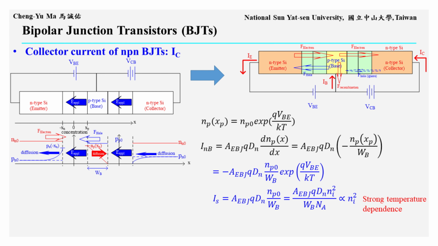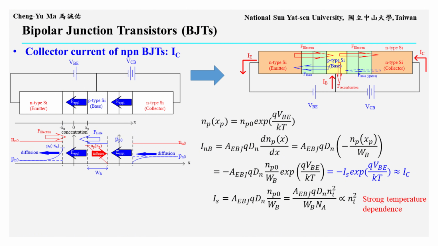We then define the bias-independent coefficient as Is, where Is equals AEBJ times Q times dN times Np0 divided by Wb. Under thermal equilibrium, Np0 equals Ni squared divided by the base doping concentration, Na. Therefore, Is is proportional to Ni squared. As introduced in the semiconductor chapter, Ni squared is a strong function of temperature, so Is is also strongly temperature dependent. As temperature increases, Is also increases.